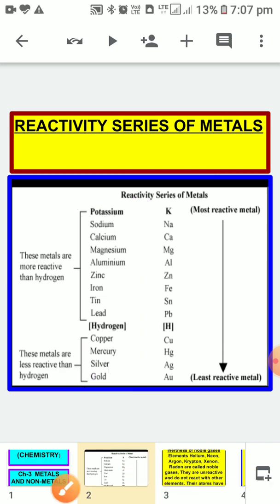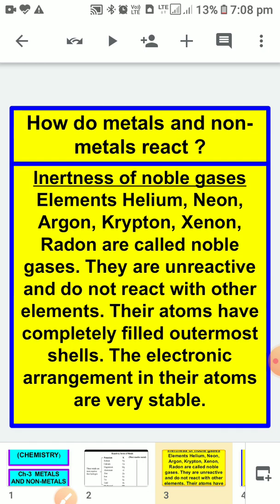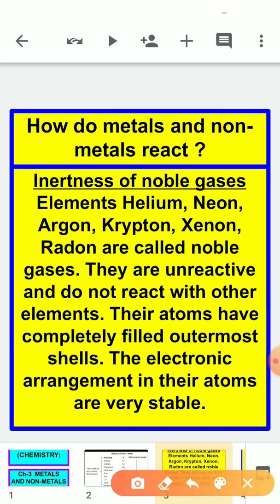After this, we are having how do metals and non-metals react. Children, why are metals and non-metals reacting with each other? To find it out, first we want to find out the inertness of noble gases. Do you know about noble gases? This you have learnt in 9th class. Actually, the elements helium, neon, argon, krypton, xenon, radon, all these are known as noble gases.